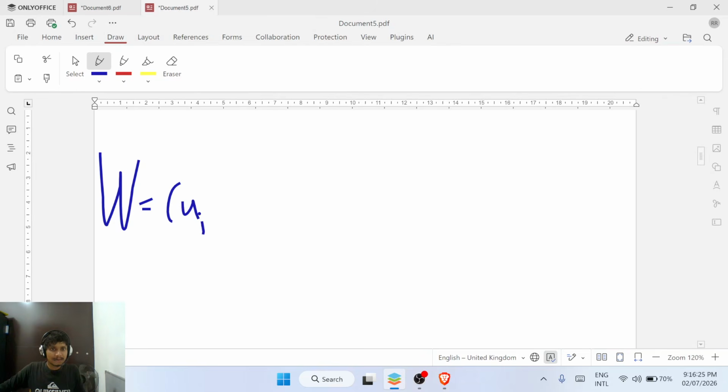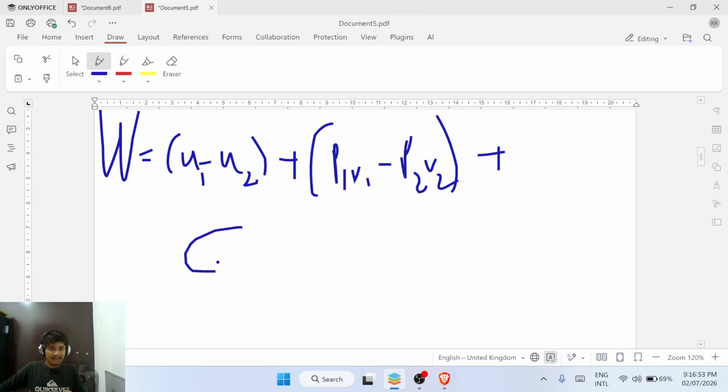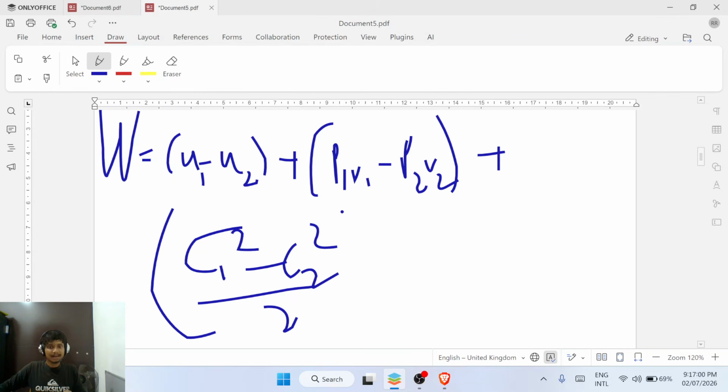W is equal to U1 minus U2 plus P1 V1 minus P2 V2. U1 minus U2 is the internal energy change, but not delta U minus delta U. P1 V1 minus P2 V2 is also the energy difference. Then C1 square minus C2 square by 2. We just move it to the right side.